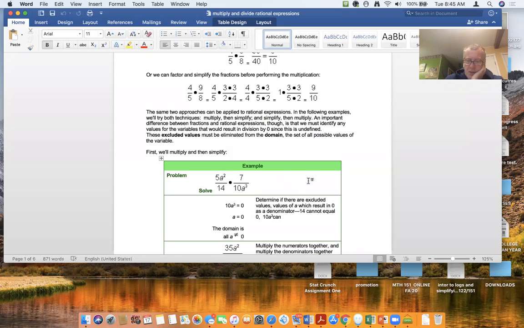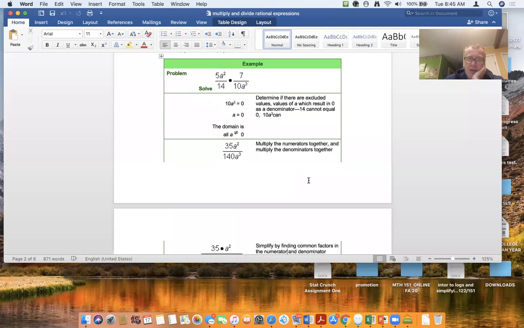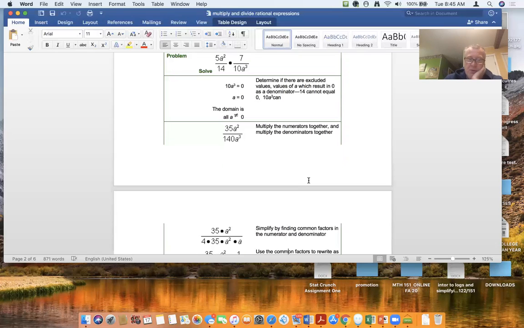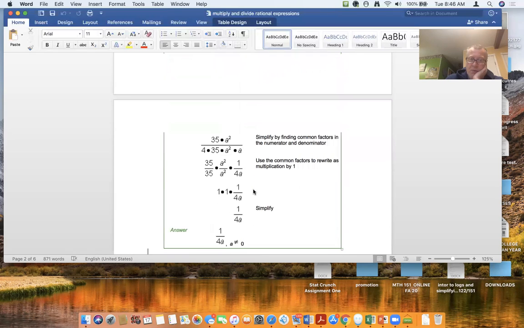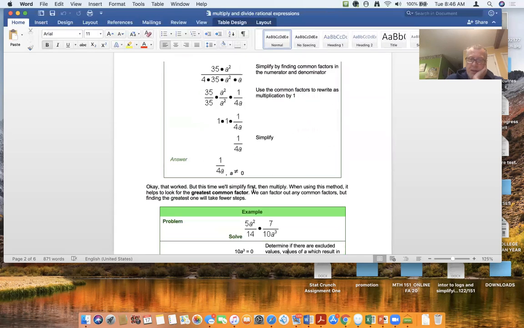So I mentioned something about the domain. You saw about that in the video. The denominator cannot equal 0, so that means a cannot be 0. The first attempt was multiplying straight across. We get this big number, and we can divide it out and reduce. Or we can take a look at it this way. 35 over 4 times 35 is 140. The 35s cancel out. And a squared over a squared gives us a there. Or 1 over 4a.